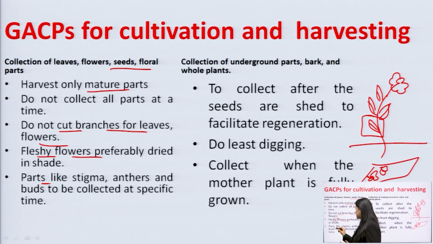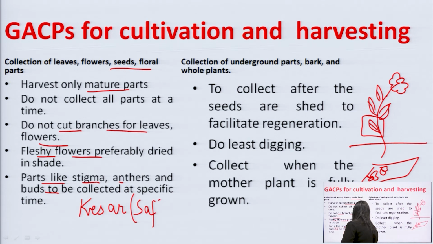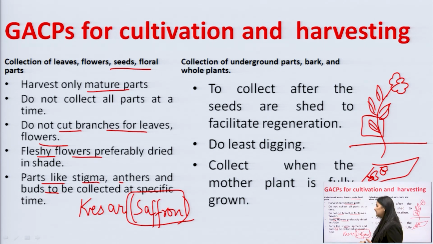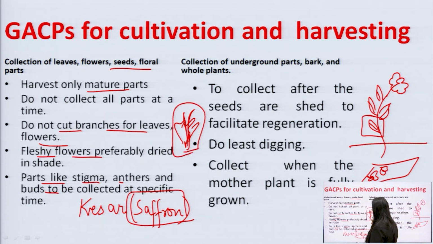Another thing we need to take care of is that parts like stigma, anther and buds are to be collected at a specific time. Say for example, the drug called Kesar, which has the name of saffron. This is basically the stigma of the flower. It is somewhat like this, that this is the petal of the flower and this stigma we have to collect. So, we have to ensure that we collect in the period when the flower is completely grown and the stigma can be extracted.